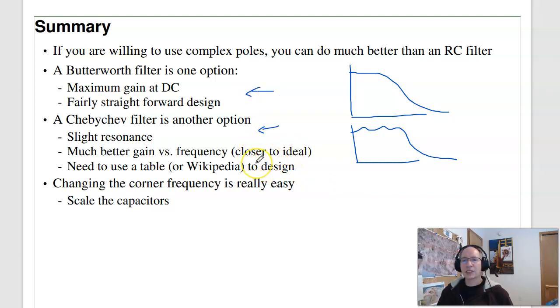We know we can just do RC, Butterworth, and Chebyshev. The Chebyshev is a little bit trickier to design, but if you have a lookup table, you can figure out where the poles are. And if you want to change the corner frequency, that's also really easy. Design your Chebyshev filter for a corner at 1, or in this case 10 radians per second. If you want to change the corner, just scale the capacitors. That's lecture number 9 for ECE 321, Analog Electronics.